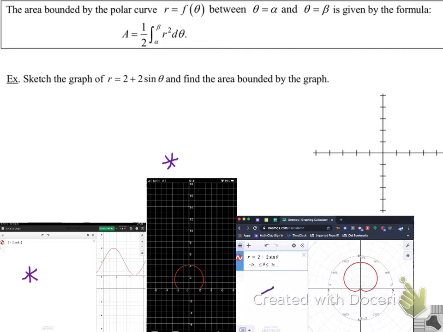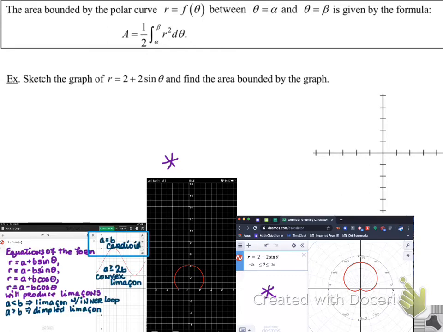What you want is either a cardioid or a limaçon. I would imagine that in Calc 2 and Calc 3, you would need to know the difference. Here are some of the distinctions that you're going to go into college where these distinctions may have been underemphasized in pre-calc. They have been in years past.